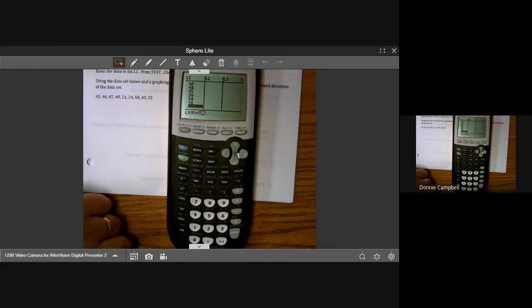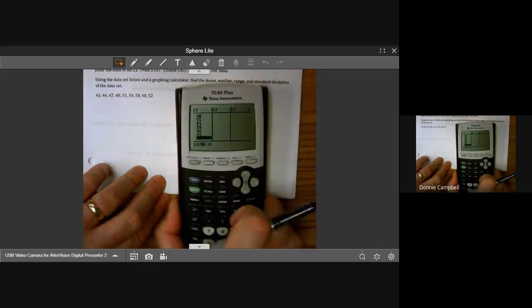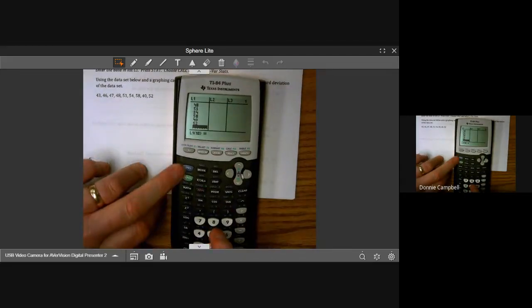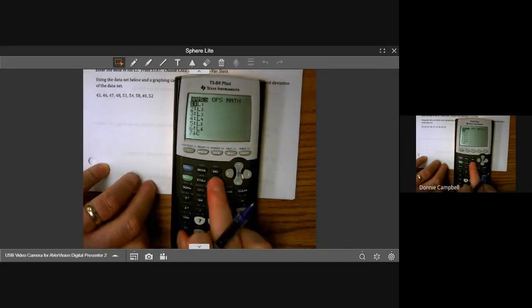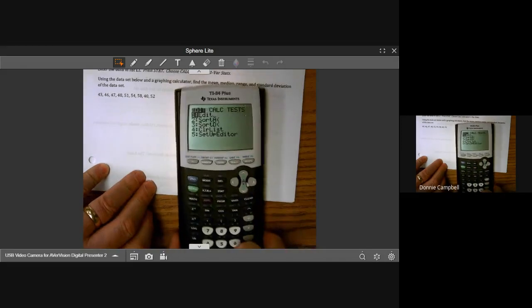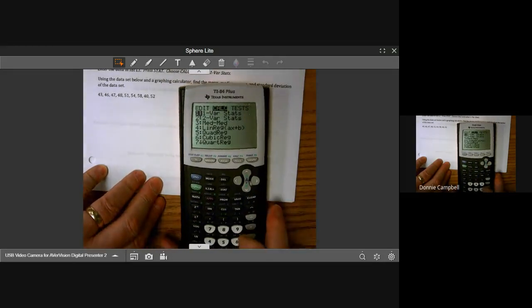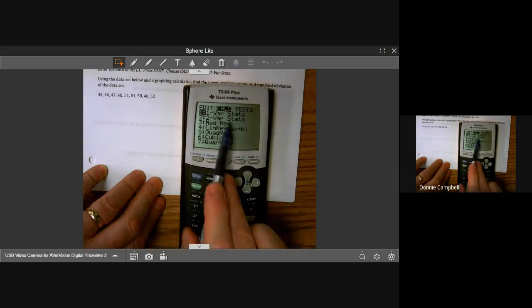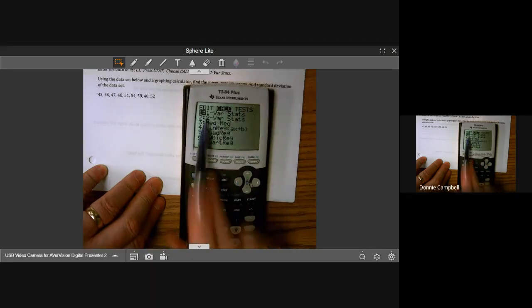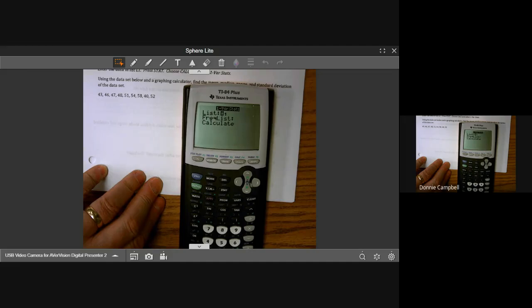Okay. Now we want to calculate the 5 number summary. Well, really, we want to find the mean, median, and mode, and we can also find the range and the standard deviation, okay? So I hit second, stat, arrow over to calc, and you see where it says one variable statistics. That's what we want. So hit number 1, and then you're going to hit enter 3 times.